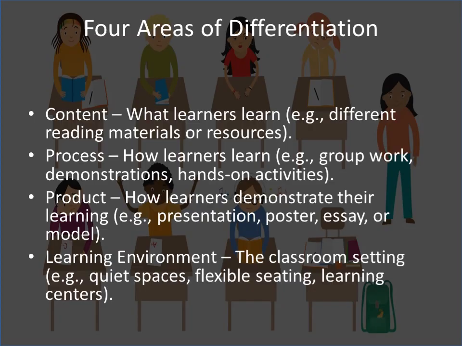And what are the four areas of differentiation? We have content, this is what learners learn. Then we have the process, this is how the learners learn. The product is how learners demonstrate their learning, for example, presentations, posters, essays, or models. And the learning environment, the classroom setting, for example, quiet spaces, flexible seating areas, and learning centers.